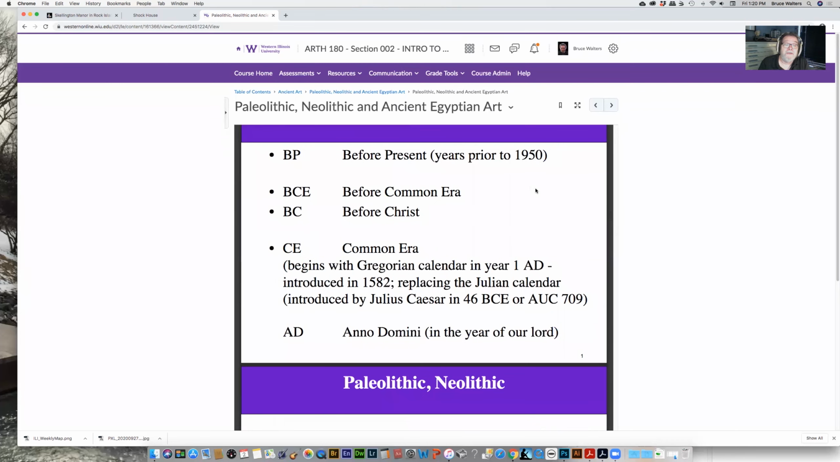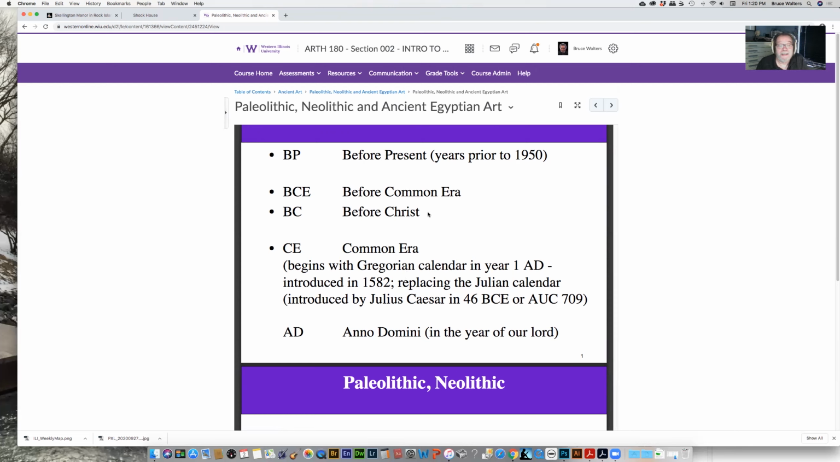I'm just going to end with a few terms that you may have seen: BP, BCE, etc. This is basically ways to record the passage of time. A lot of times we think of BC or AD. AD is Anno Domini, in the year of our Lord. So year one would be recorded differently by different calendars.